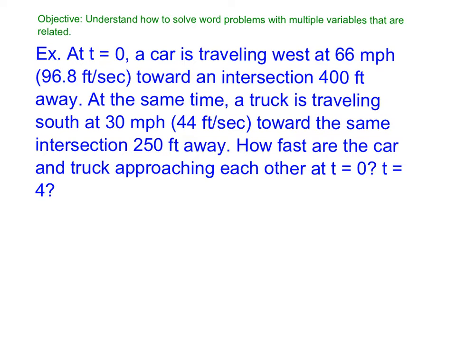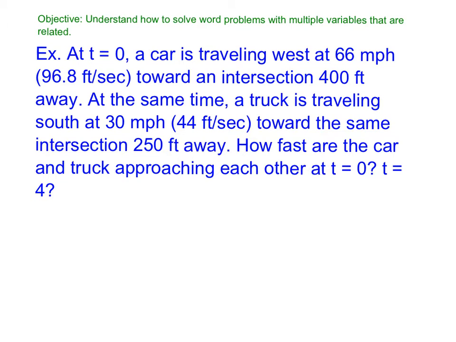All right. I want you to draw a picture and see how much of this you can do. At t equals 0, a car is traveling west at 66 miles an hour towards an intersection 400 feet away. At the same time, a truck is traveling south at 30 miles per hour or 44 feet per second toward the same intersection 250 feet away. How fast are the truck and car approaching each other at t equals 0?